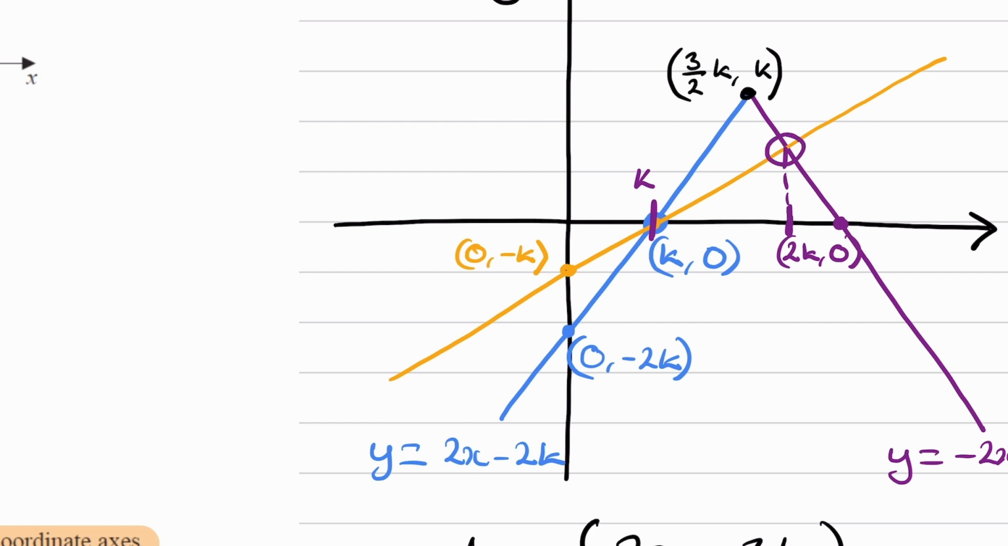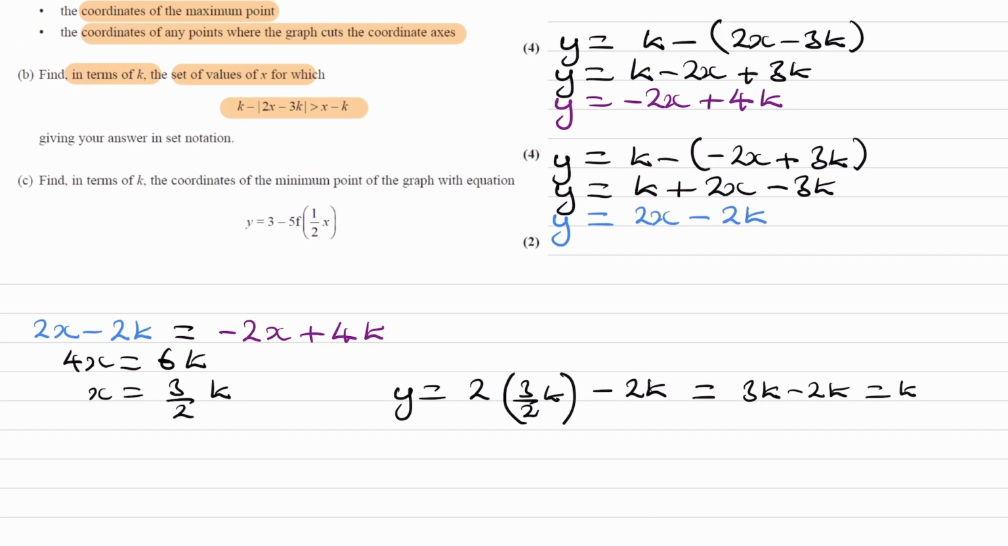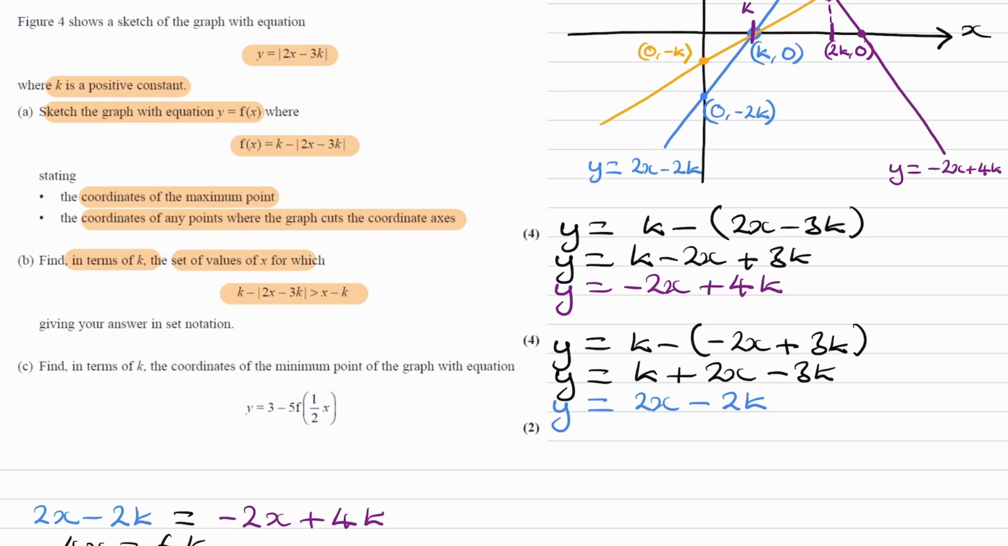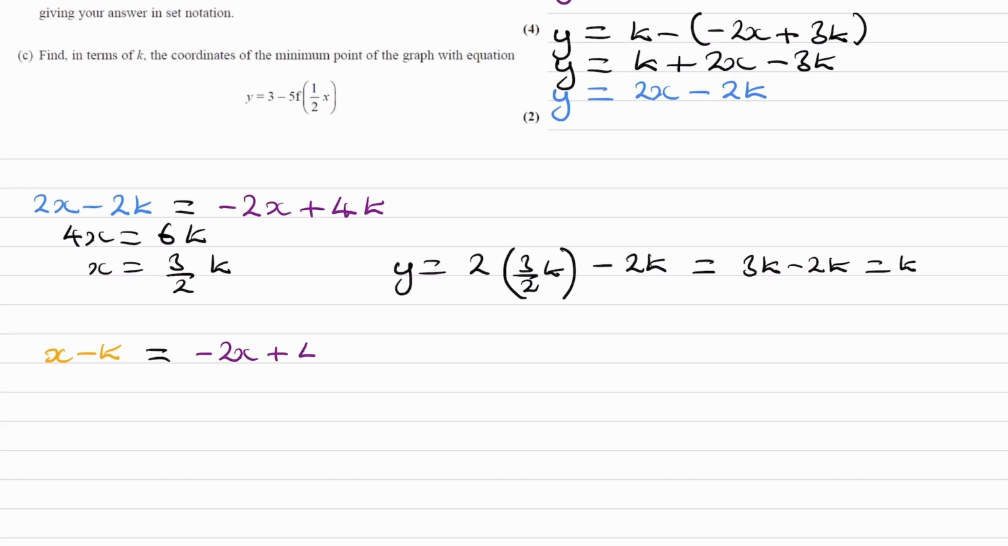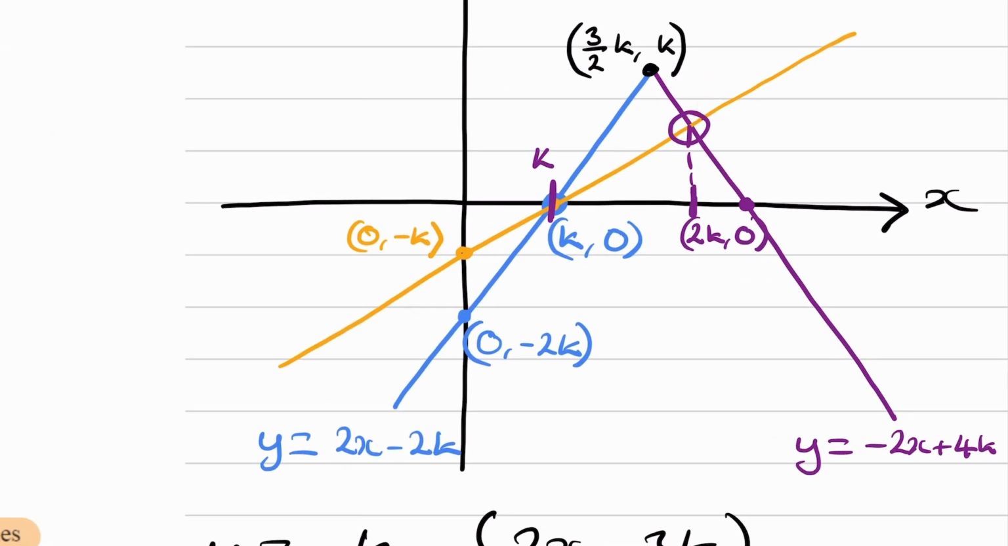What is this x value? Well, we can get that by equating, or solving simultaneously, the equations of the orange line and the purple line. So the orange line was y is equal to x minus k, and the purple line was y is equal to minus 2x plus 4k. Rearrange that, we get 3x is equal to 5k, so x is equal to 5/3 of k. Right, so that is this point over here.